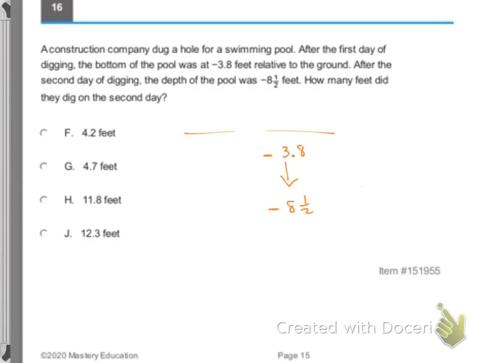Okay, so how much further did they go down? So I'm looking for the distance, right? Now remember, distance cannot be negative. If I'm looking for distance, you can't dig negative 3 feet. You can dig 3 feet, but you can't dig negative. All right, so all I really need to do here is just subtract. And I'm just going to take 8 1/2 and turn it to a decimal. So 8 5/10 minus 3 8/10. That's 7, 15, 7, 4. So I get 4 7/10. So the answer here is G. All right, so that concludes the first part of your review.